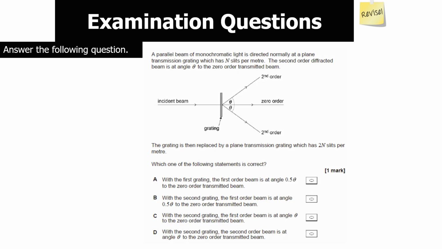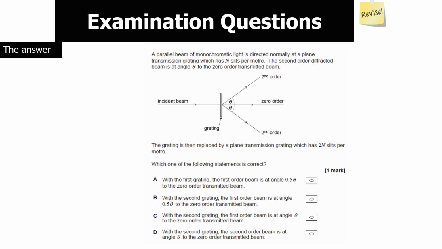The next question says, a parallel beam of monochromatic light is directed normally at a plane transmission grating with n slits per meter. The second order diffraction beam is at an angle theta to the 0th order transmitted beam. The grating is then replaced by a plane transmission grating which has 2n slits per meter. Which of the following statements is correct? So pause the video now, then unpause the video when you want to go through your answer.